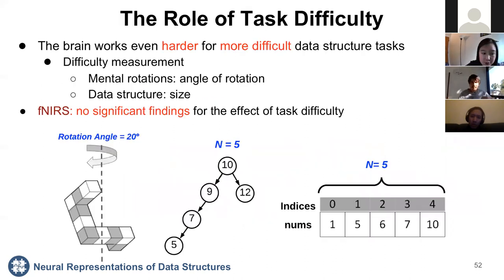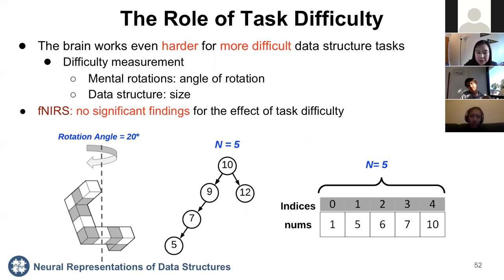For mental rotations, psychologists have found that the angle of rotation is a very good measure of task difficulty, like how long you need to solve this task. For computer science, the N in big O notation, the number of elements in a data structure, influences how hard a problem is in a formal manner. So it's actually expected in both computer science and psychology that our brain just works harder when task difficulty goes up. But what we found is our brain has to work even harder for more difficult data structure tasks.